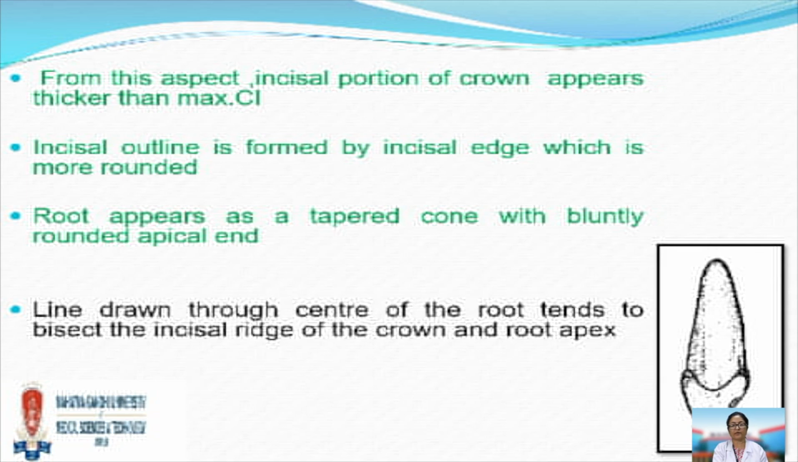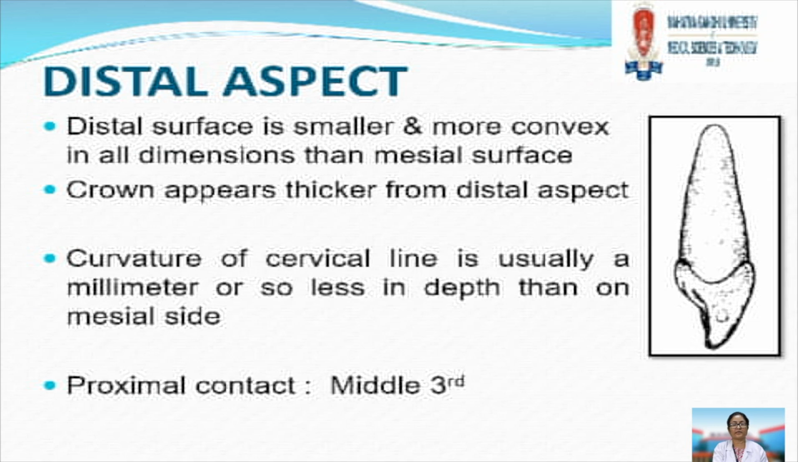This is the distal contact area. Distal aspect. Distal surface is comparatively smaller and more convex in all the dimensions than the mesial surface, and crown appears slightly thicker from the distal aspect than the mesial side. Curvature of the cervical line is usually 1 millimeter less than present on the mesial side. It is only 2 mm.